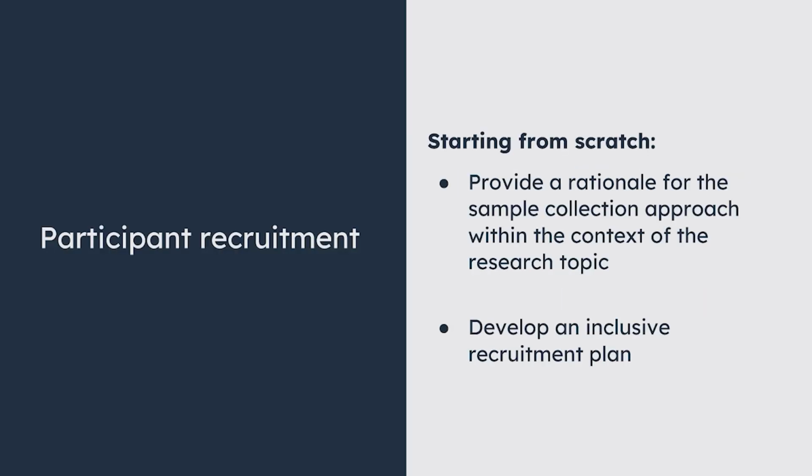So now that we've got an informed research question, what are some key considerations for recruitment? And a great way to start is to come up with a strong rationale for the sample collection method. And this needs to be within the context of your research topic. So it's going to look different for everybody. Once you've done that, it's then important to develop an inclusive recruitment plan.